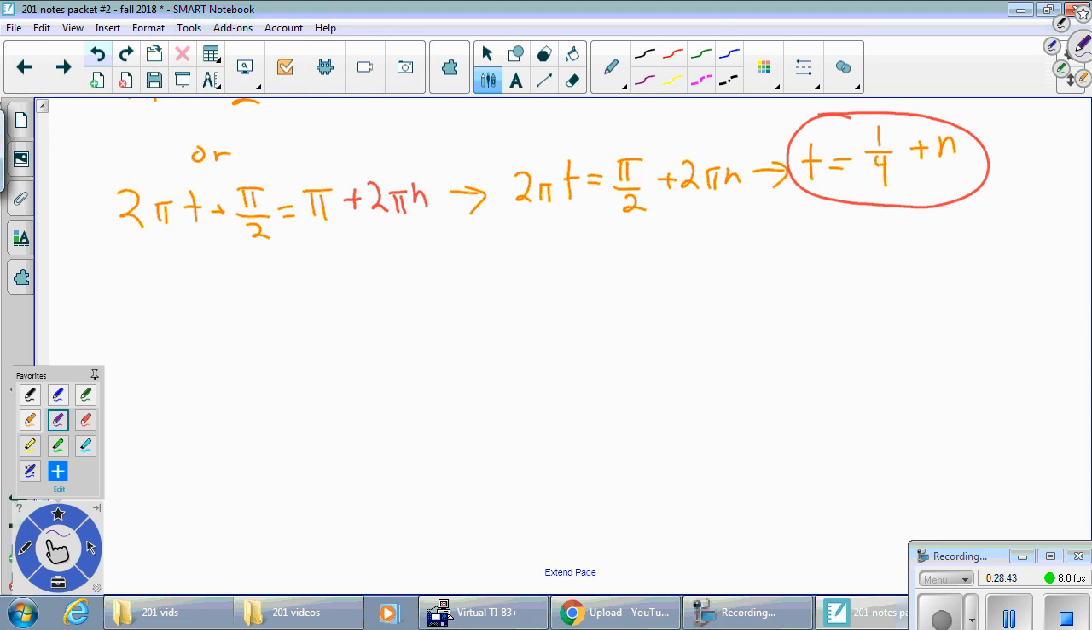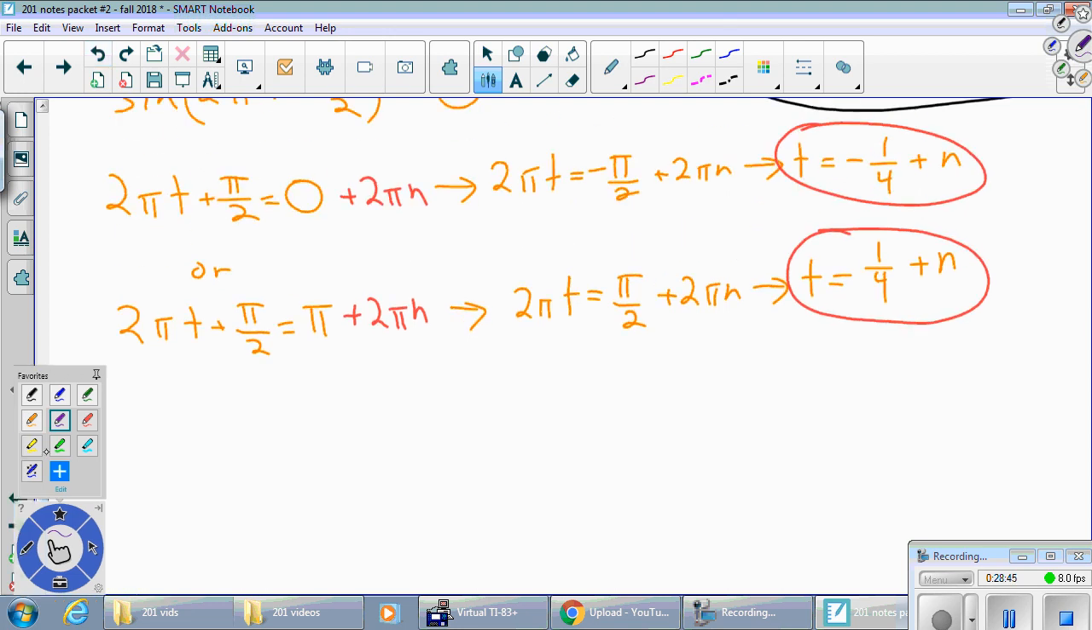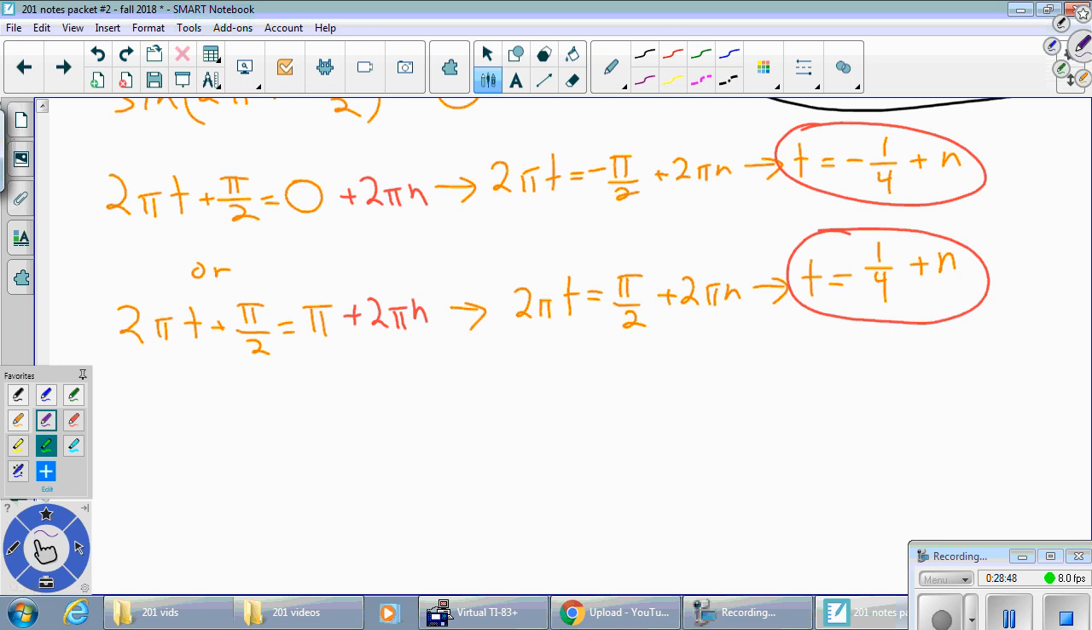Okay, so in the first one, if we let n equal 0, we get negative a quarter. That's no good. If we let n equal 1, we get 3 quarters. So t equals 3 quarters is the answer here. If you let n equal 2, you'll get 1 and 3 quarters, which is outside of our 0 to 1 interval. In the next one, if you let n equal 0, that gives you t equals 1 quarter. And if you let n equal 1, you get 1 and a quarter, which is, again, too big. So these are our 2 candidates.